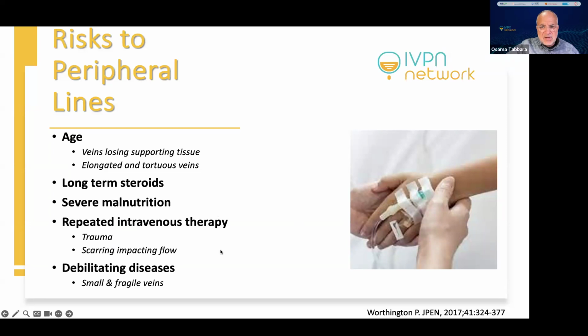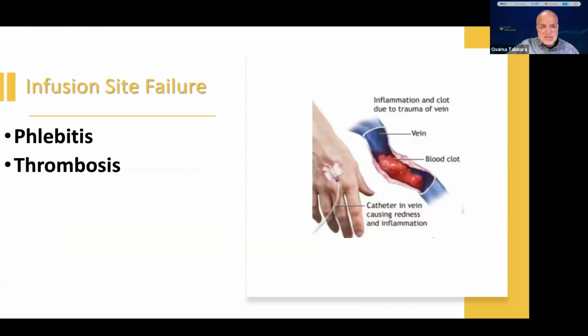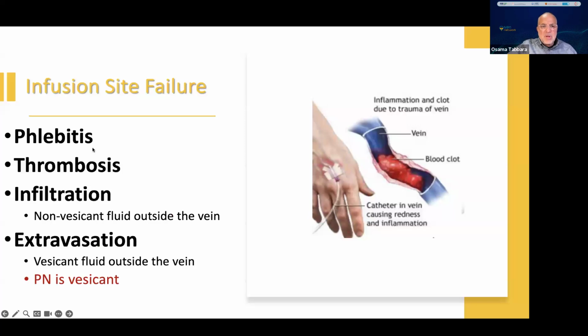In those patients, it's very hard to find veins, as they have small and very fragile veins. Infusion site failure happens a lot with peripheral parenteral nutrition due to phlebitis or thrombosis, and this is what we call thrombophlebitis, which is thrombus formation leading to inflammation of the veins. It might lead to infiltration, which is non-vesicant fluid outside the vein.